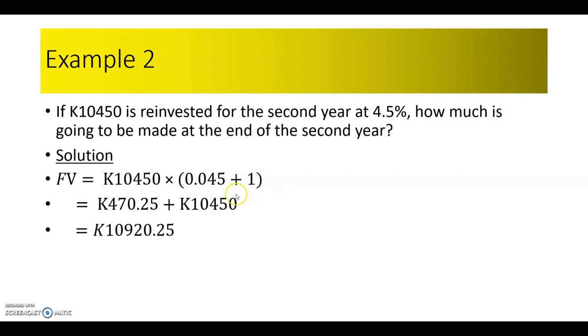And then we do the multiplication. We're going to have 470.25. That is when you multiply 10,450 by 0.045 plus 10,450, which once you add, you're going to have that result, which is 10,920.25.